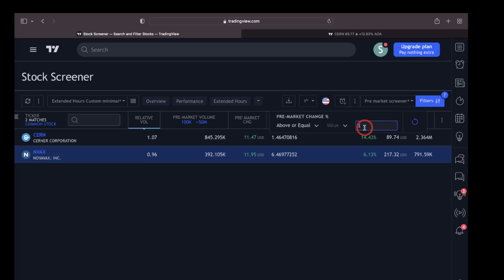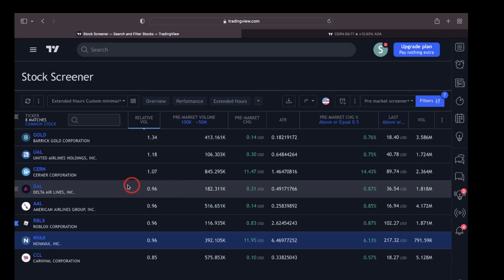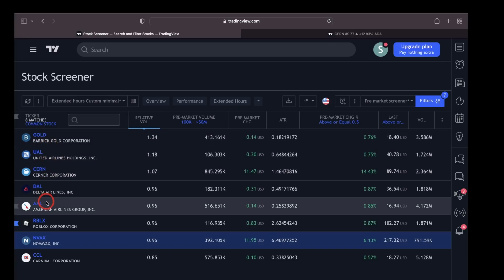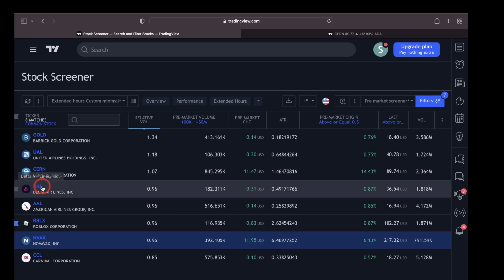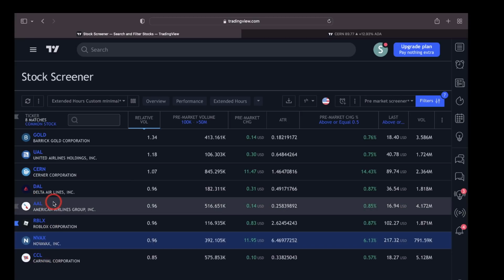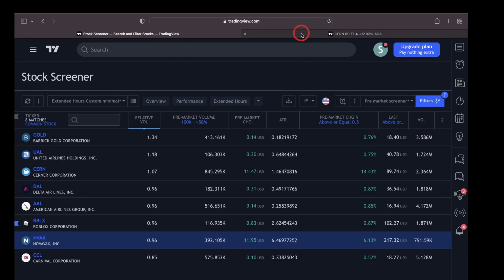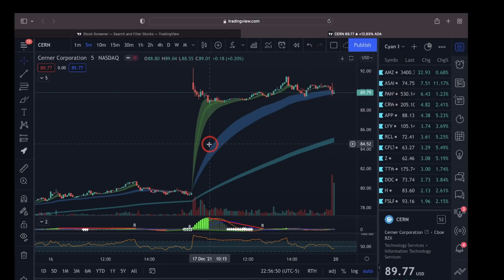Let's change this to 0.5, just to give you an example. So now we have more values here. Another thing I want to talk about: now look at this, we are seeing some kind of theme here. Delta Airlines, American Airlines, and CCL is Carnival Corporation. So all these stocks belong to travel and leisure, and they all are seeing pre-market volume. That tells me there's something going on. This is a theme, and we might play the theme, right?